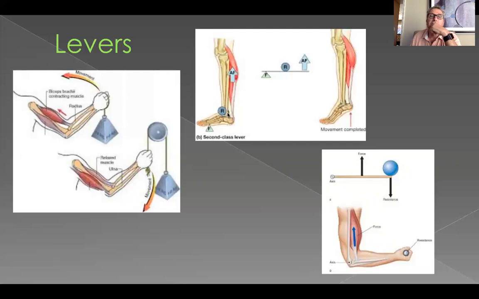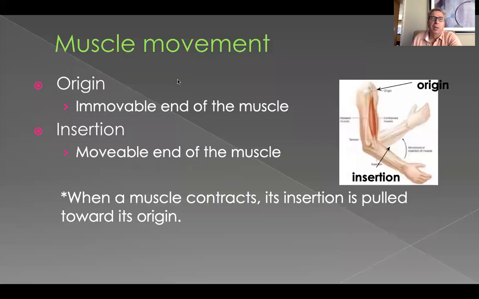So, here's the resistance, here's your fulcrum on your toes, and your force is your calf muscle, and the resistance would be the weight, right? So we have all these different types, you can Google it.